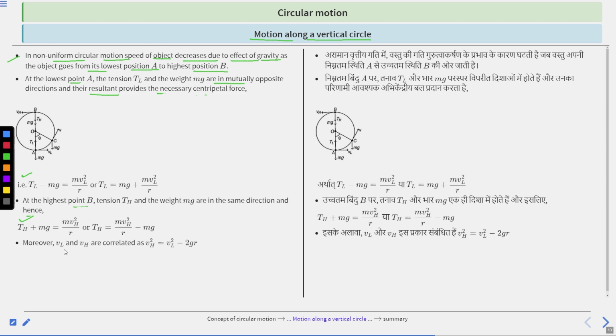Clear? Moreover, VL and VH are correlated as V square H is equal to V square L minus 4gR. This relation. Clear?